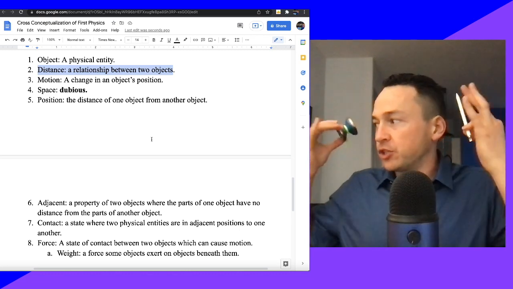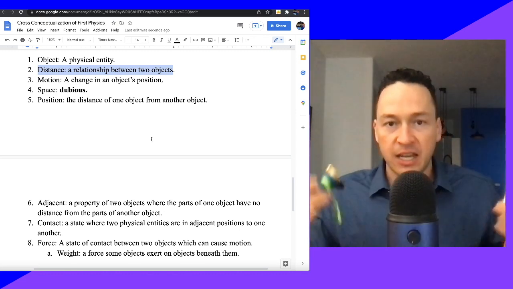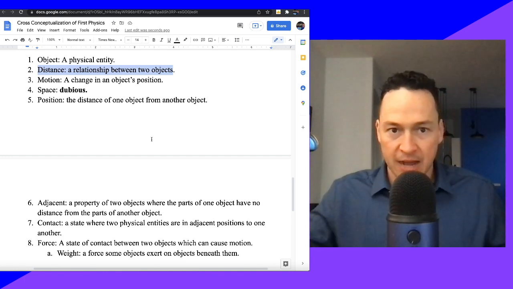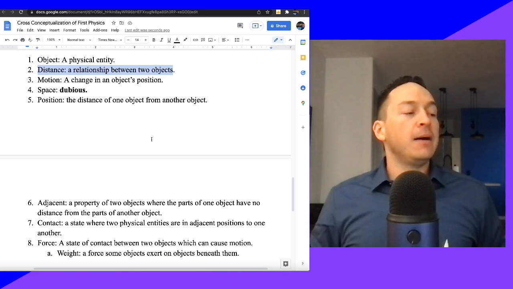And like, we can't get underneath that yet. It's just a thing that is. It's a certain relationship between objects. I think there's more you can say about that, but this is fine.